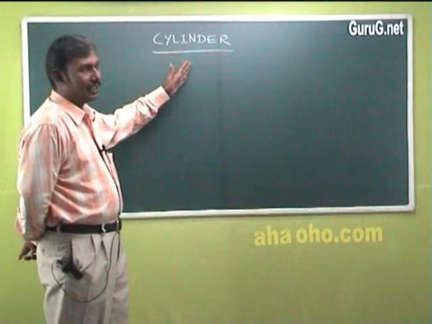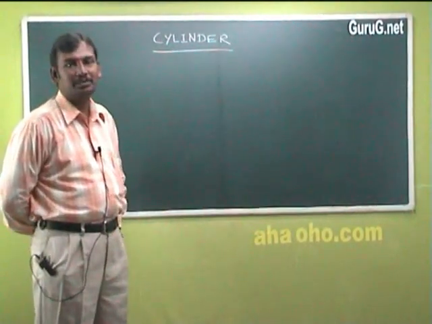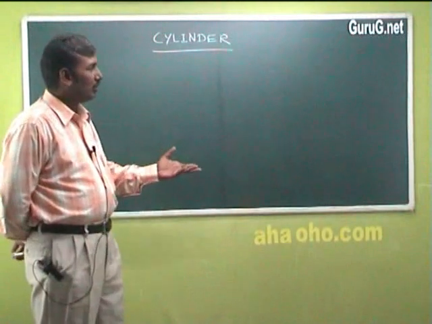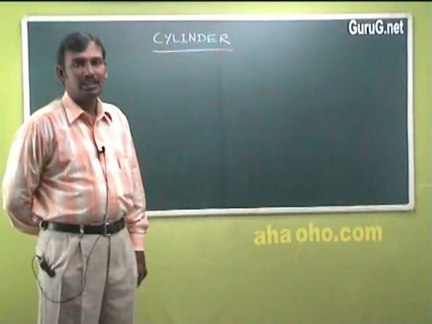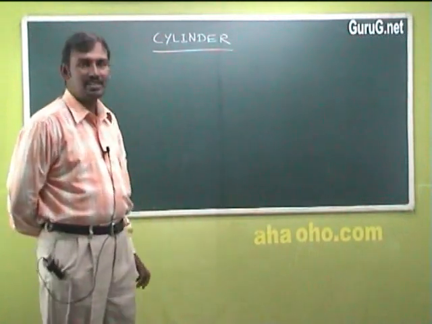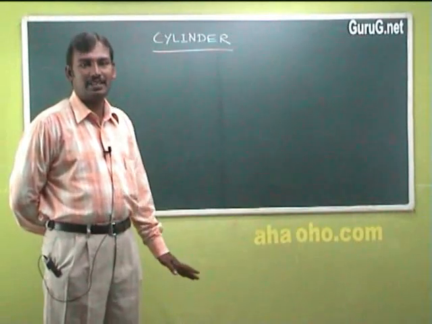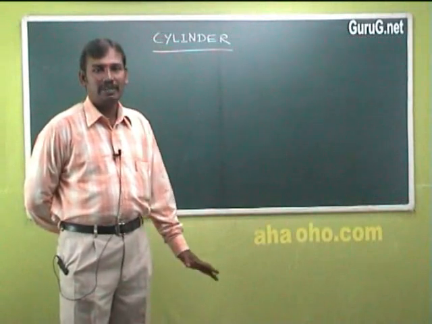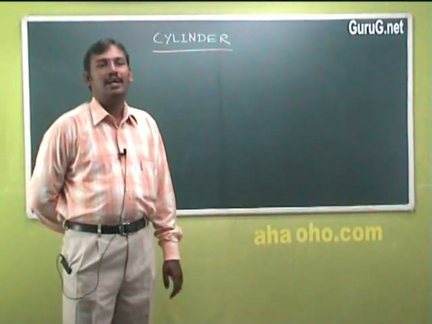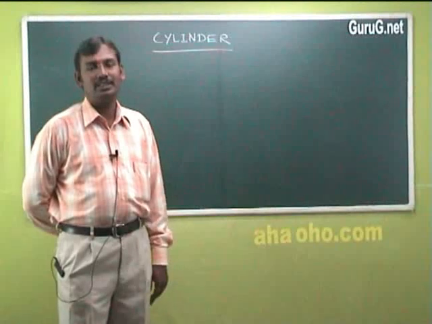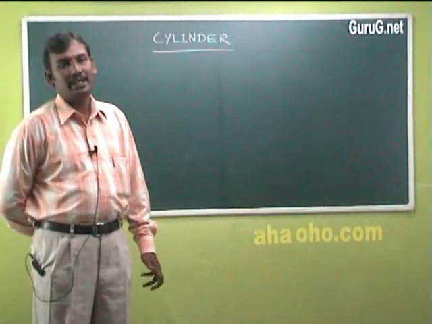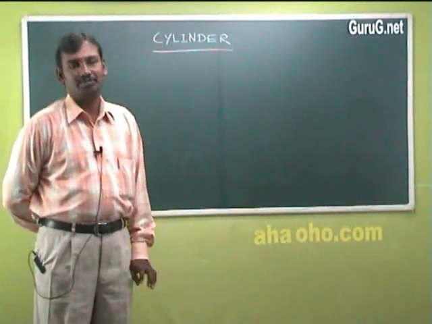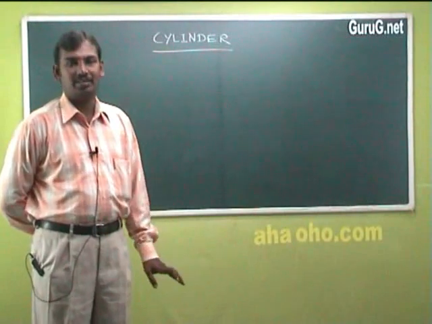Next, cylinder. The cylinder definition is just like the cone definition. A cylinder is a surface generated by a straight line which is parallel to a fixed line and satisfies one more condition. It may intersect with a given curve called a guiding curve.